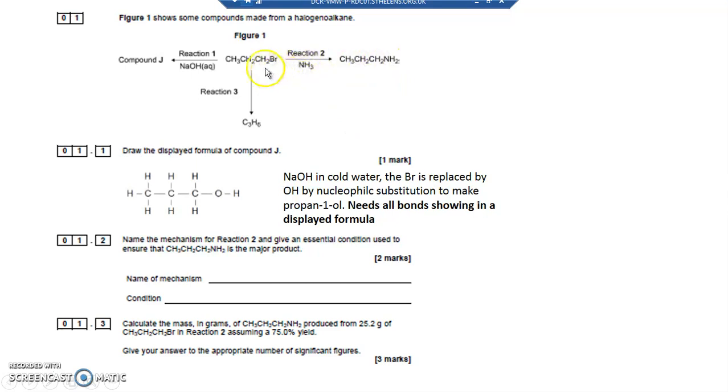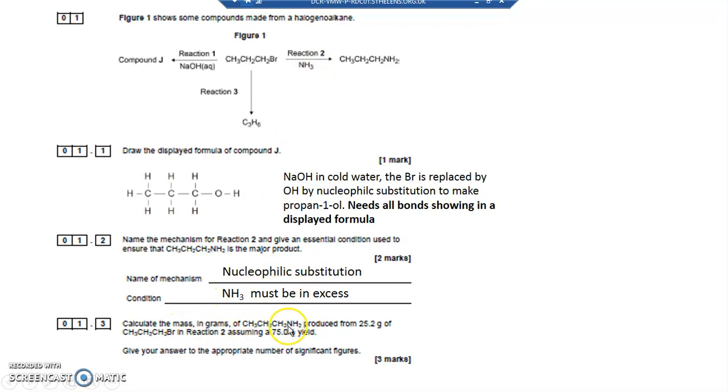So that mechanism again is nucleophilic, because this is an electron pair donor, and it's replacing the Br with an NH2, an amino group, so that's nucleophilic substitution. Condition, well, for ammonia you need excess ammonia. It's tempting to put increased temperature or increased pressure, but with ammonia you need excess ammonia. That's the condition for ammonia.